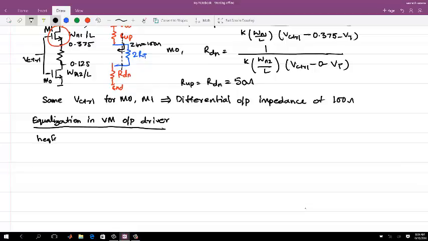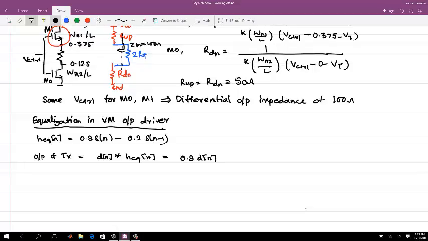Let's say H equalizer of n is equal to 0.8. I am just picking one, this is the impulse response of the equalizer. So my output of the transmitter is equal to d of n convolved with H equalizer of n, which is 0.8 times d of n minus 0.2 times d of n minus 1, right?